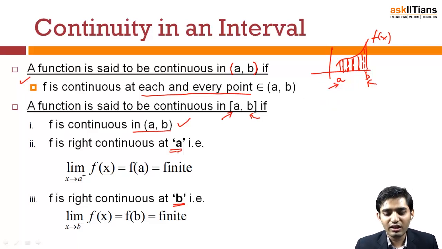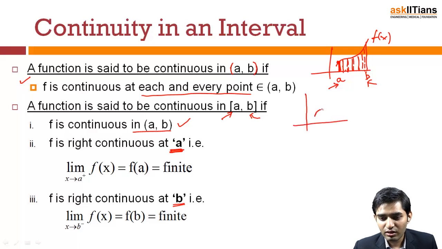If I want to check the continuity at x equal to a, now in this case, see, suppose the graph of the function is defined from here to here only, right? This is x equal to a. Okay, let me draw the graph here. Suppose the graph is like this. This is x equal to a and this is x equal to b. So the graph starts from here and it goes like this and it ends here, right?